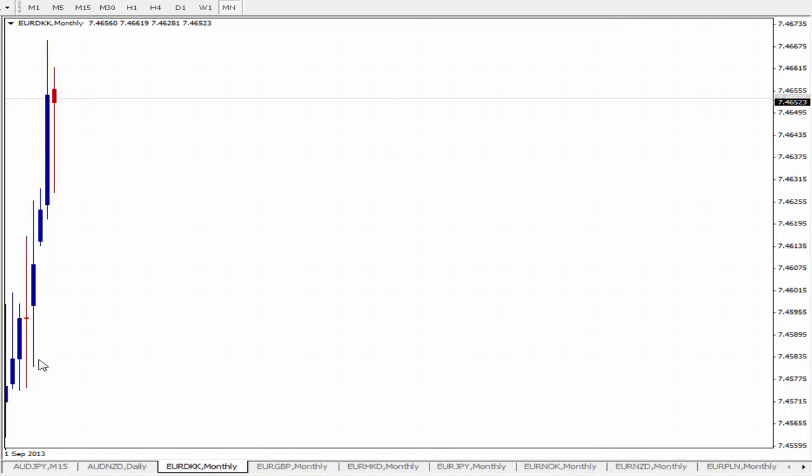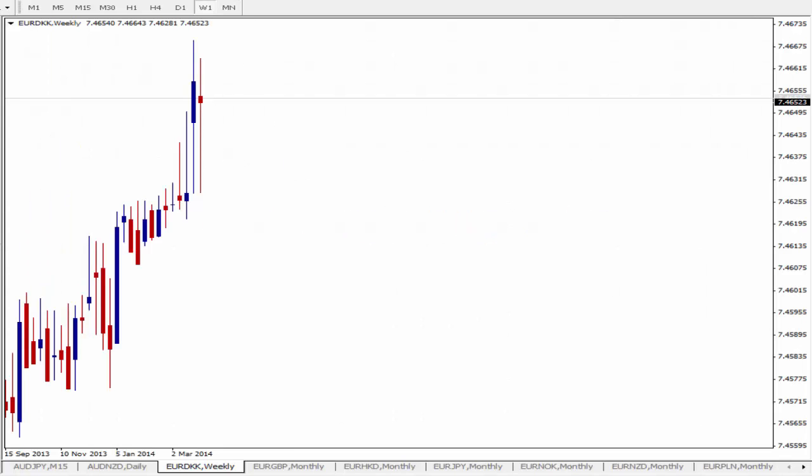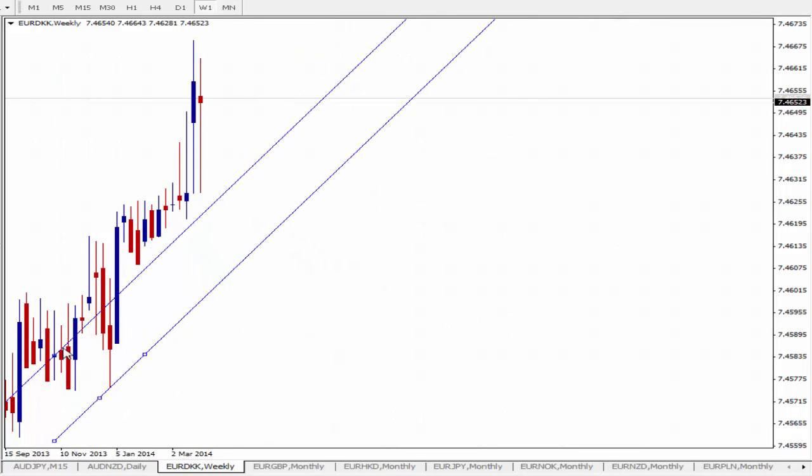Okay, we've got a very sharp upward movement, but if we go to the weekly and we try and draw a channel in there, it's not really forming a very smooth channel. You can see it's at the top of the channel. So we definitely don't want to get involved there.